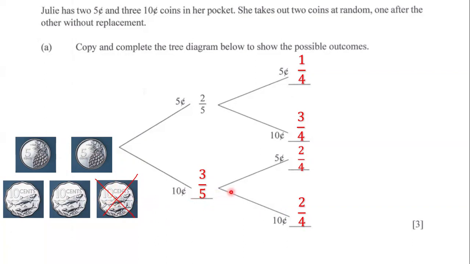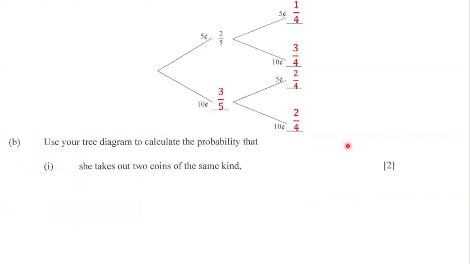Now, how many 10 cents coins are left? Well, there are 2 10 cents coins, so it's going to be 1, 2. So that's why we have 2 over 4, because there are 2 10 cents coins and there are 4 total coins to choose from. And so this is the completed tree diagram. Now we're going to use this tree diagram in order to help us to answer the rest of these questions.